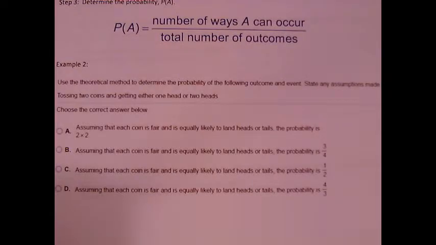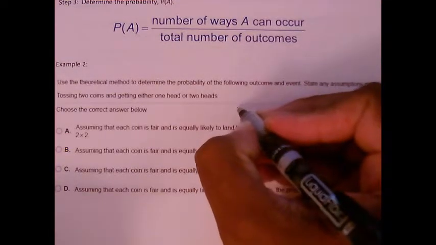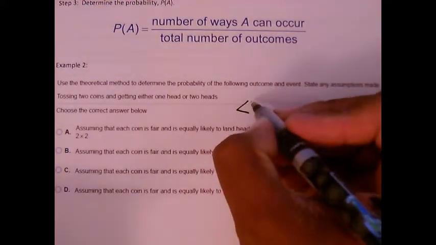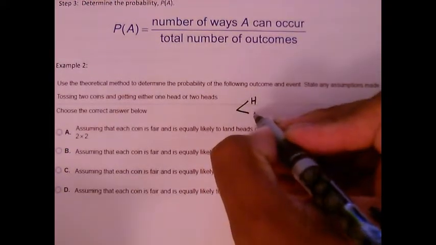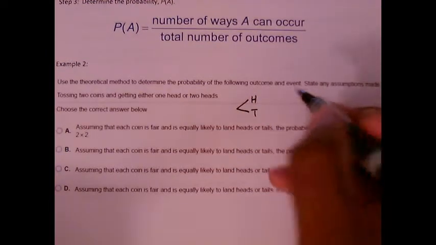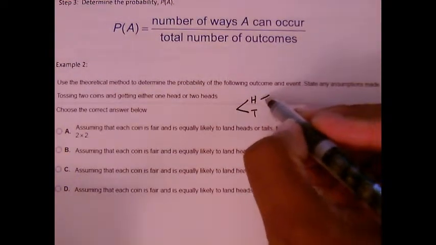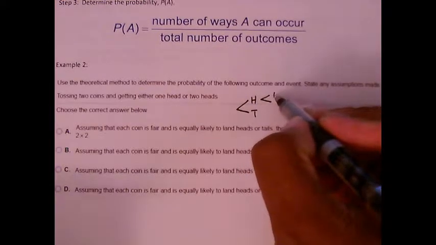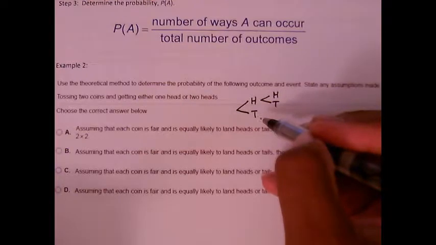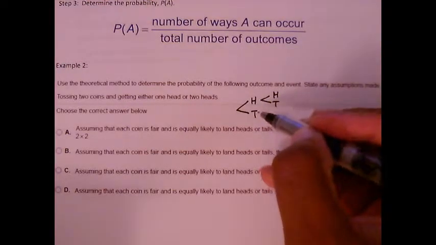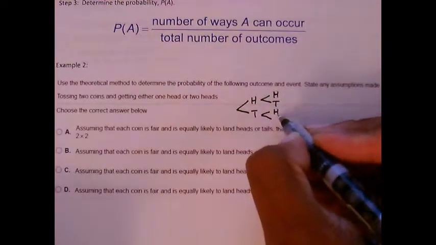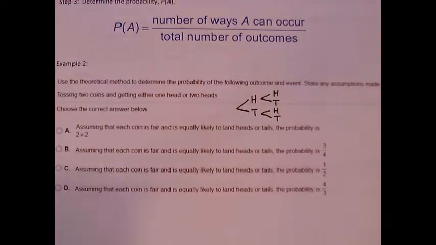Okay, I like to draw that tree diagram. Okay, so the first toss could be a head or a tail. Now, if I get a head on the first coin, then the second coin could have either a head or a tail. Or if on the first coin is a tail, then the second coin could end up being head or tail.